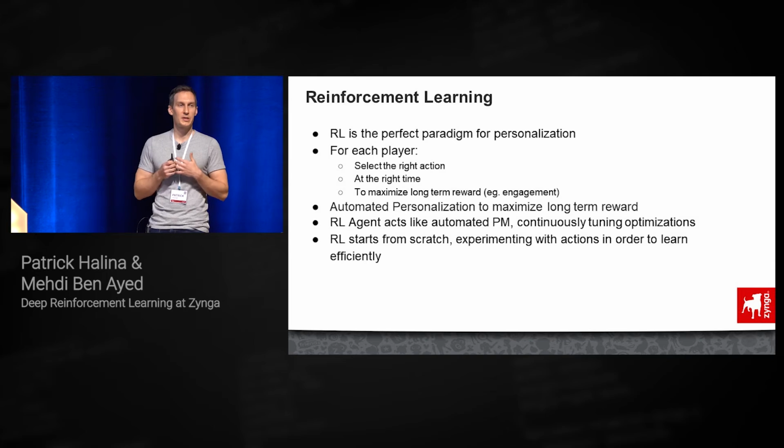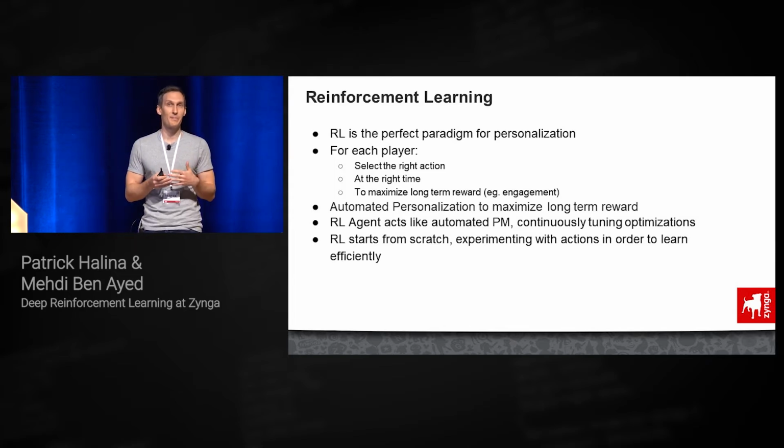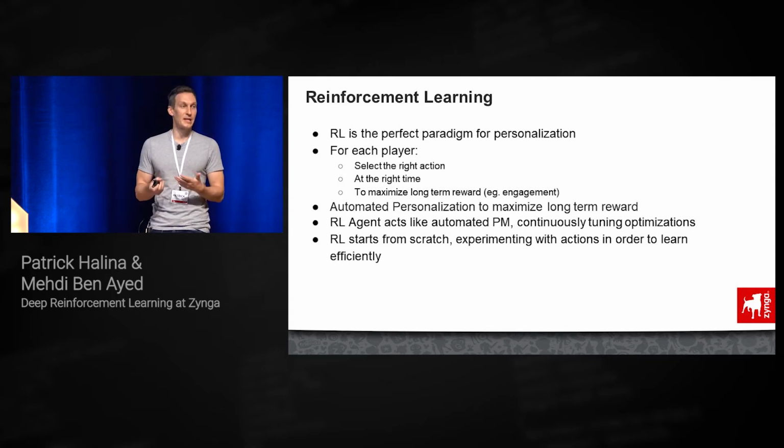So in our situation, it tells us what's the right action to take for a player at the right time, and it's already maximizing some type of long-term reward. So it turns out to look like automated personalization. We don't need as much manual experimentation and guesswork and tweaking. It basically acts like an automated PM, and it's also adaptable. Throughout time, it's constantly learning. So if the patterns change, if the game changes, it'll pick this up and adapt to that.